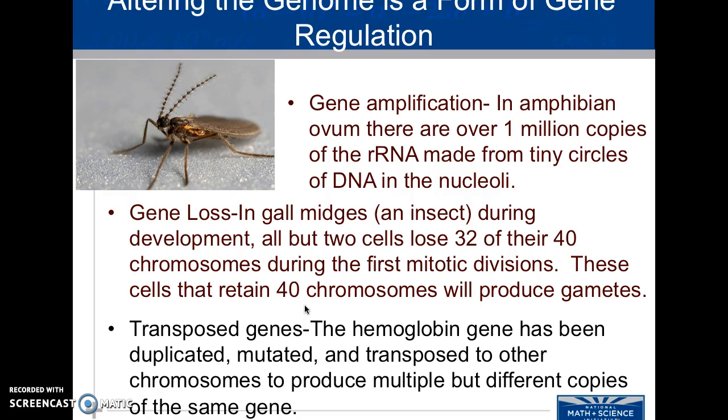The three types that we do the most frequently are gene amplification, where we take a gene and make it more repetitive or more present; gene loss, where we cut out certain genes; and transposition, where we take a gene and transpose it into another section of DNA in an organism or into a totally new organism.